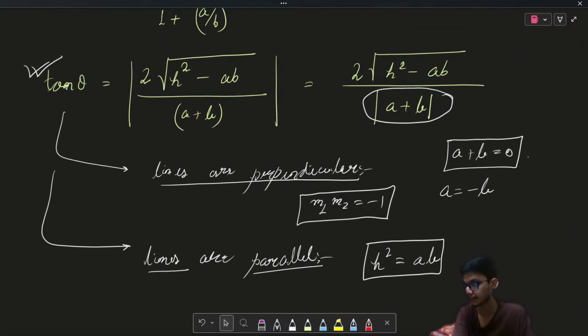Just let me know in the live chat, is this part clear or not? Is this discussion clear? Pittu Chenna Reddy wrote out. Tell me your doubt, Pittu. Tell me what is your doubt. Please tell me your doubt. Okay. Is this part clear?